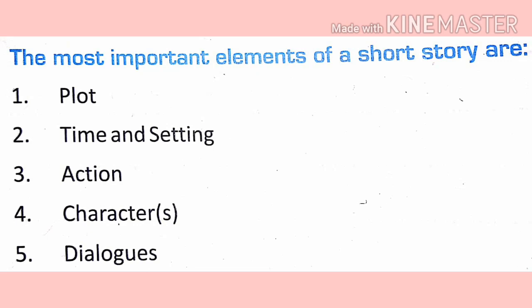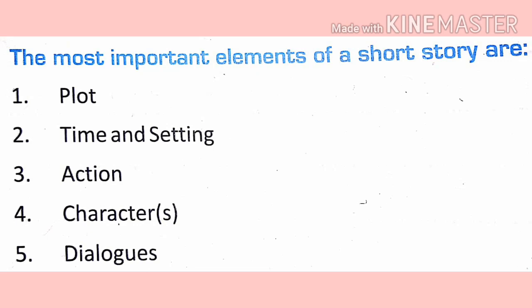Time and setting. Set the story in a certain time and place. Time and setting should be clear. Action. Action means you have to make the beginning as interesting and dramatic as possible and describe the action using the verbs in simple past, past continuous and past perfect tenses. That is, you have to use only the past tense to describe your action.